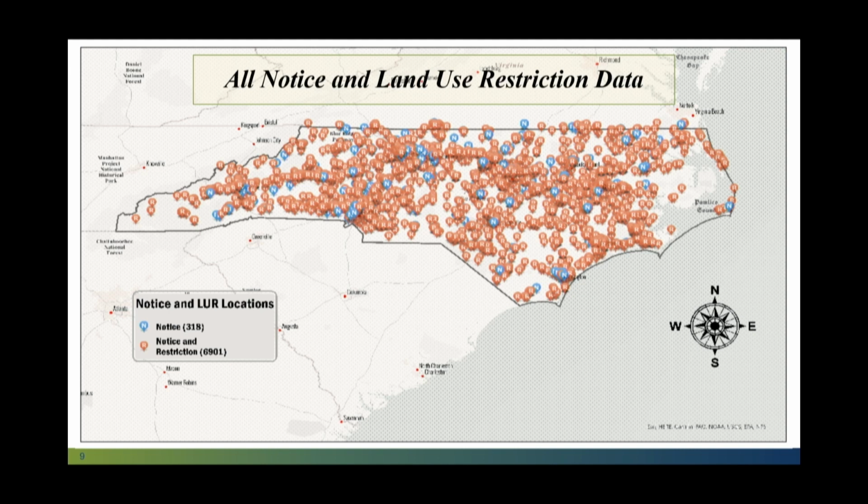So what we ended up with is 318 notice properties and about 6,901 notices with restrictions. And I think the bulk of those are in the UST, or underground storage tank, section. They record the notices of residual petroleum. So I think with that, I'll hand it over to you, Dean, and you can jump in on where we're going with it. Yep.